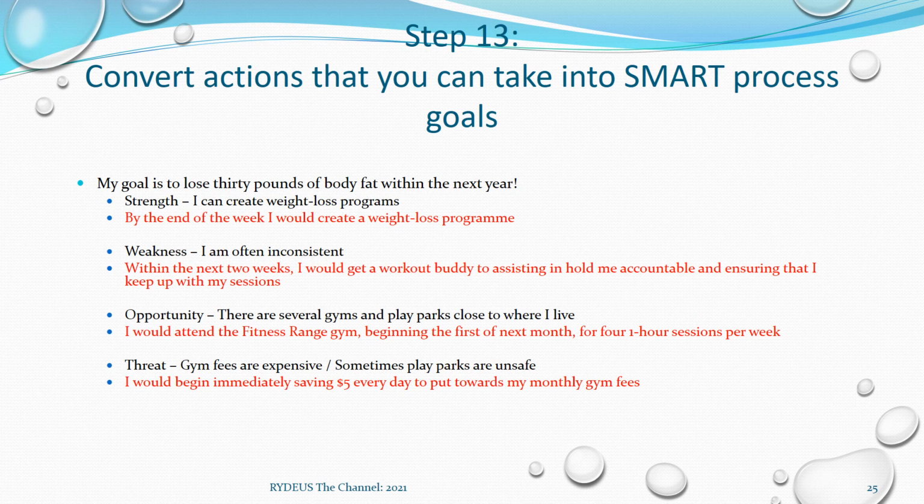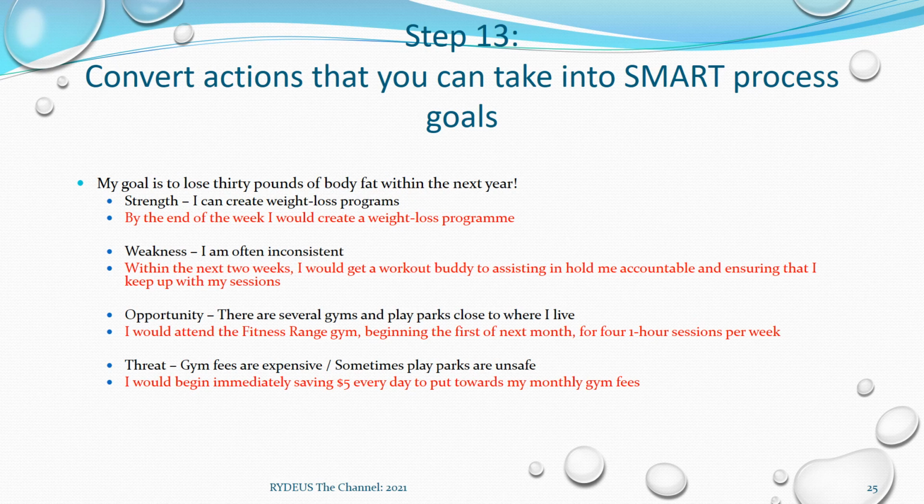Opportunity. I said in terms of opportunity, there are several gyms and play parks close by to where I live. So I would attend the fitness range gym beginning the 1st of next month for 4 1-hour sessions per week. So that's what I'm going to do. I'm going to enroll in the fitness range gym beginning next month, and I'm going to do 4 1-hour sessions per week. That's my process that would help me to lose the weight that I want to lose. It's specific, it's measurable, there's a time frame, it's reasonable. 4 sessions per week is reasonable. Good? And it's an opportunity that I'm going to take advantage of. The fact that there's a gym close by, I'm going to take advantage of that. I could have simply said, in terms of play parks, I'm going to attend the park next door to my home beginning the 1st of next month for 4 1-hour sessions per week.